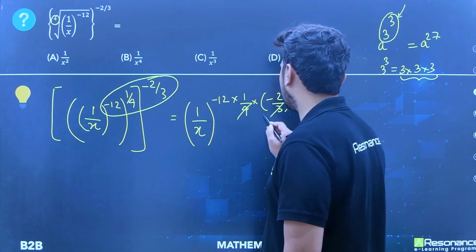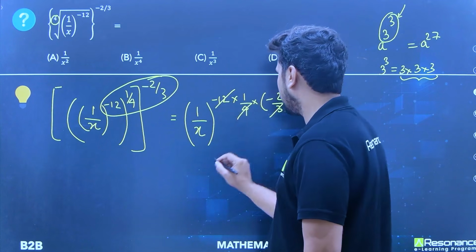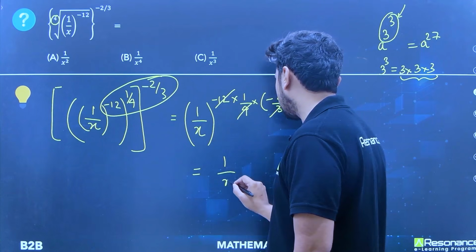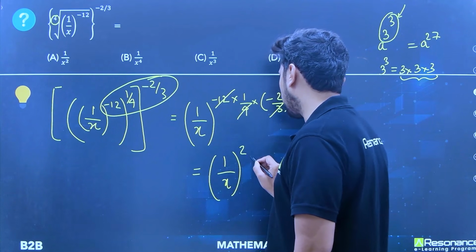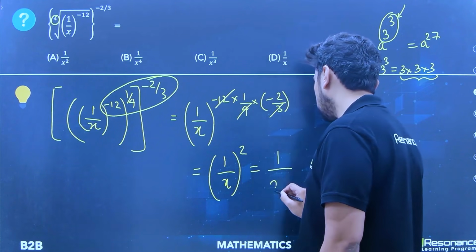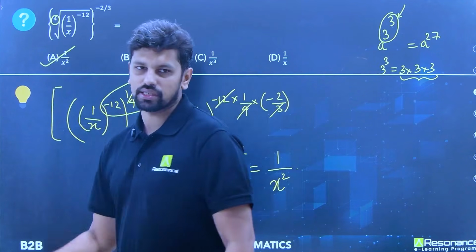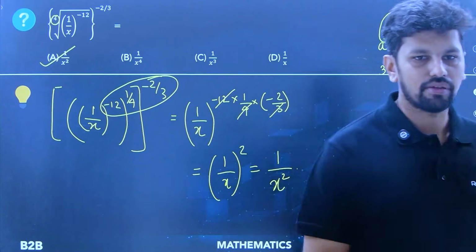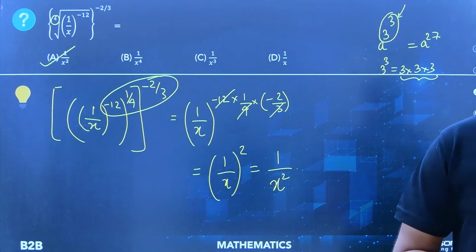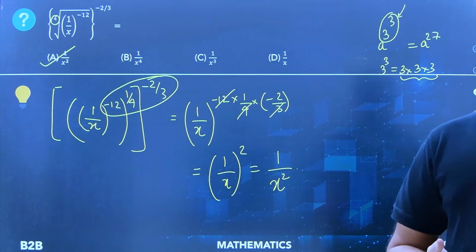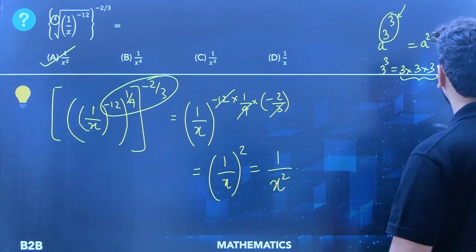So 4 threes are 12. Gone. Minus minus will become plus. So it is 1 by x to the power 2. That is 1 square upon x square. So the answer will be option number A. Very good. Yes. Let's move on to the next one.